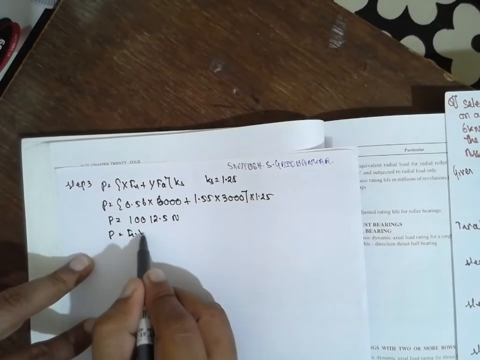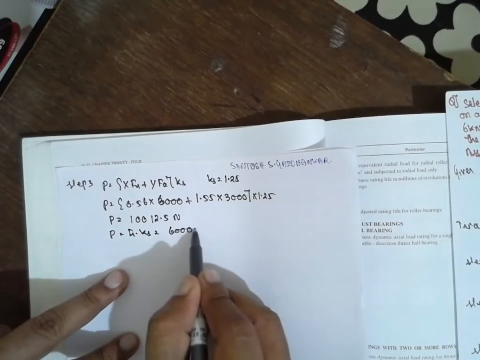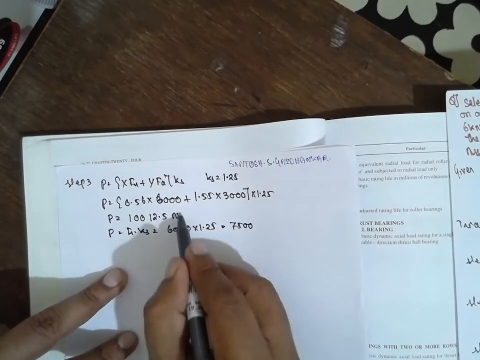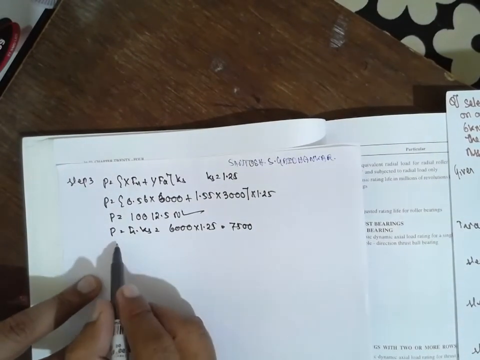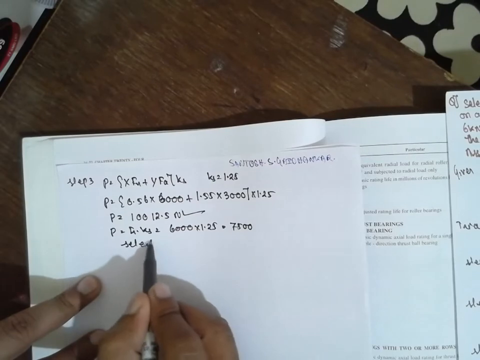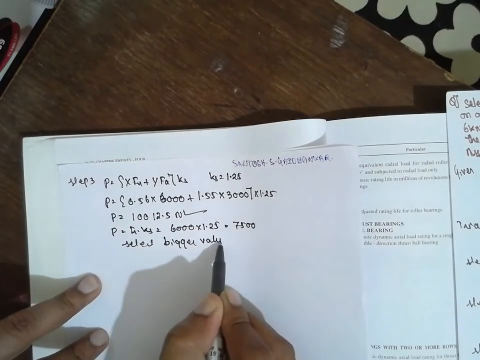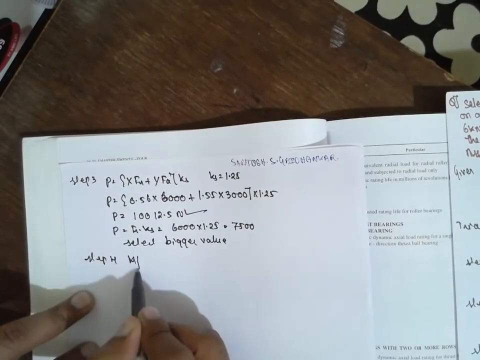If you calculate, the value will be 10012.5 newton. One more P is nothing but FR into KS. FR is nothing but 6000 into KS is 1.25. The value will be 7500. You have to select the bigger value. This is the bigger value. Bigger value is selected. Therefore, select the bigger value.